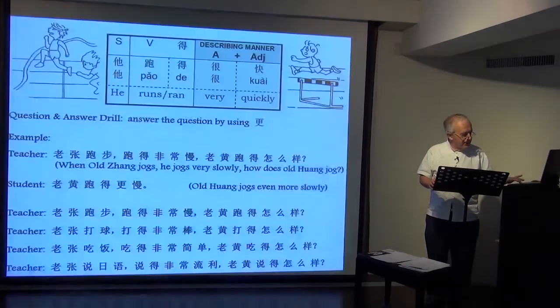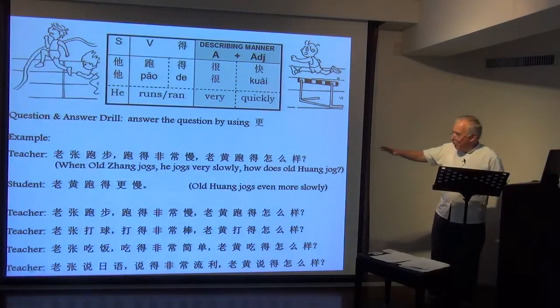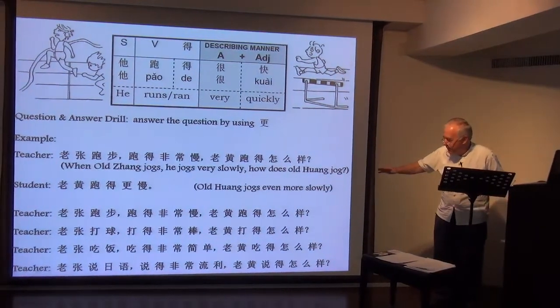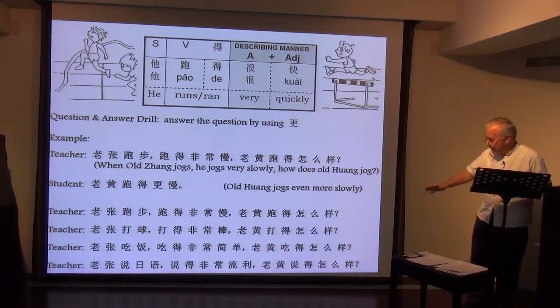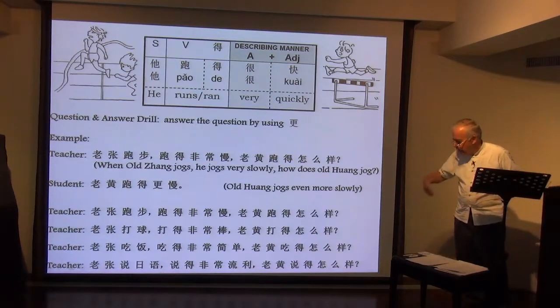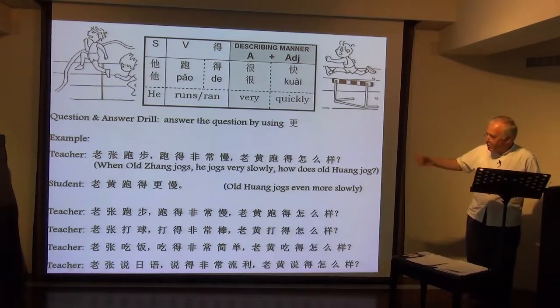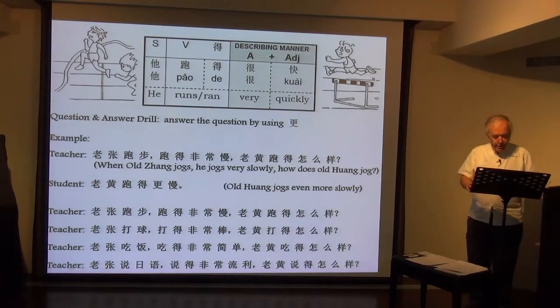Let's look at this. I like this drill. Look at the bottom. 老张跑步跑得非常慢，老黄跑得怎么样？老黄跑得更慢。We'll go to the bottom one. 老张说日语说得非常流利，老黄说得怎么样？And the student then says 老黄说得更流利。And so this gets the student using that pattern, verb 得, and then adjective, 跑得很快.